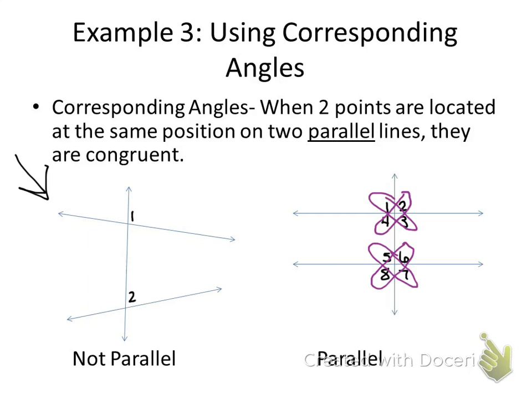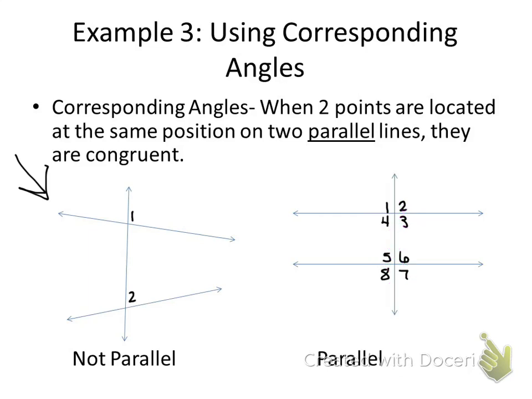All right, so whenever you're looking at finding unknown measurements, ask yourself, am I looking at corresponding angles located in the same position on both intersections? Am I looking at adjacent supplementary angles? Or am I looking at vertical angles?